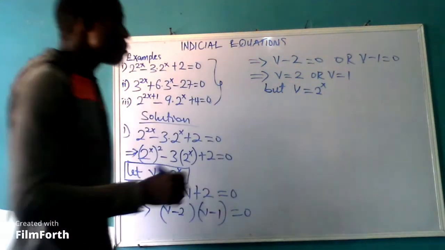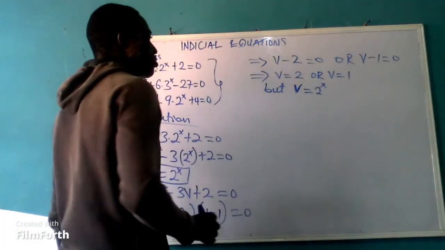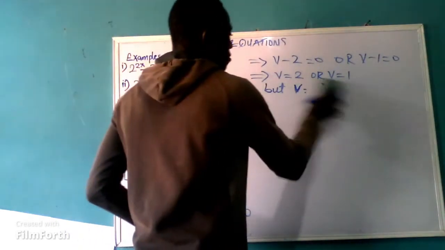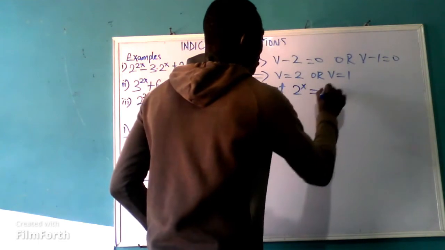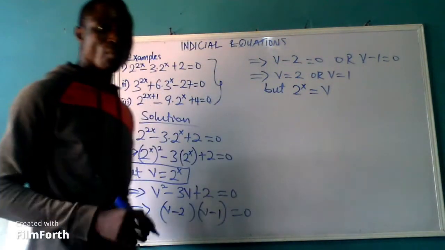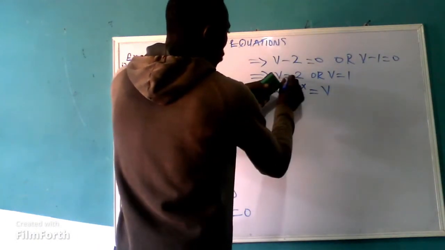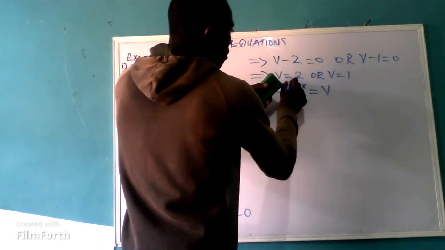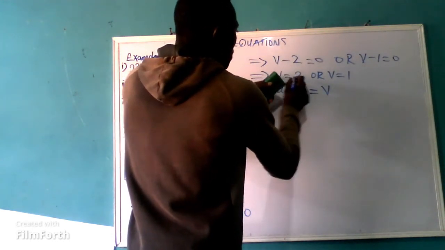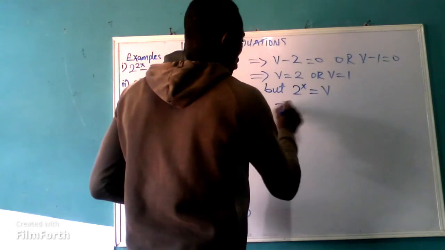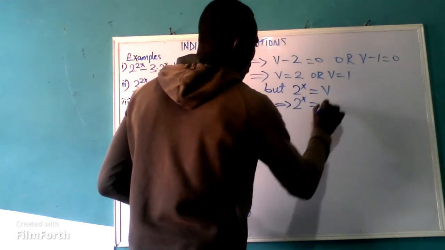You have to remember that v is equal to 2 raised to power x. And the same way, this can be rewritten as 2^x is equal to v. So wherever you see v, put the value, starting with the first value and then the second value. So this implies that 2 raised to power x is equal to 2.